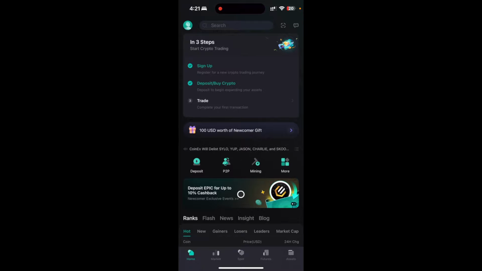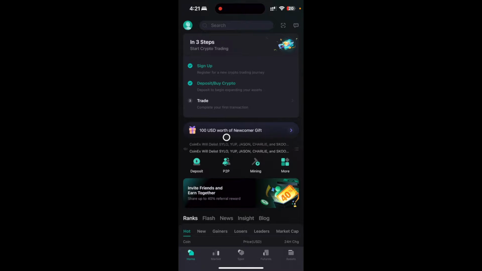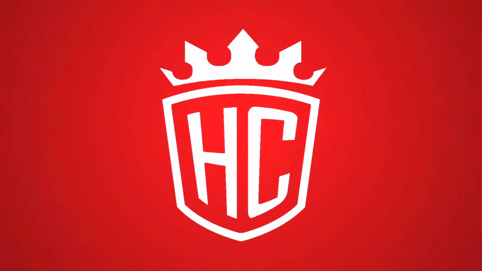It doesn't matter whether you're using an Android phone or an iPhone, but right now if you want to trade, all you need is a smartphone, and this is exactly the tutorial for that. So without any further ado guys, let's jump right into it.